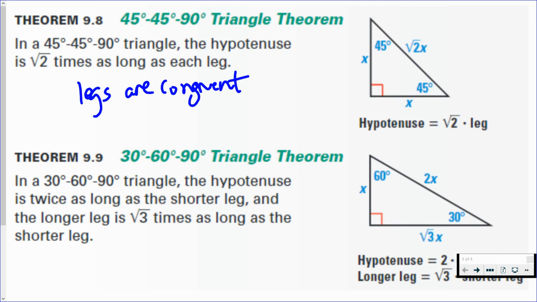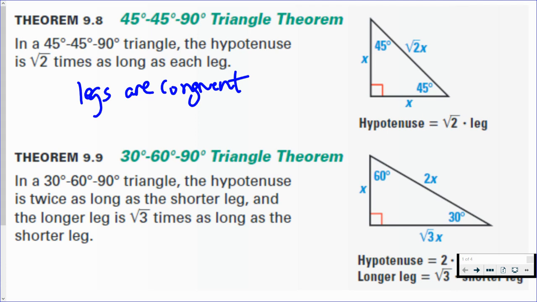And then a special property of the 45, 45, 90 triangle is that the hypotenuse is equal to square root of 2 times a leg. Okay, so you can multiply the leg by square root of 2 to get the hypotenuse, which is what's written down here. Hypotenuse equals square root of 2 times the leg.